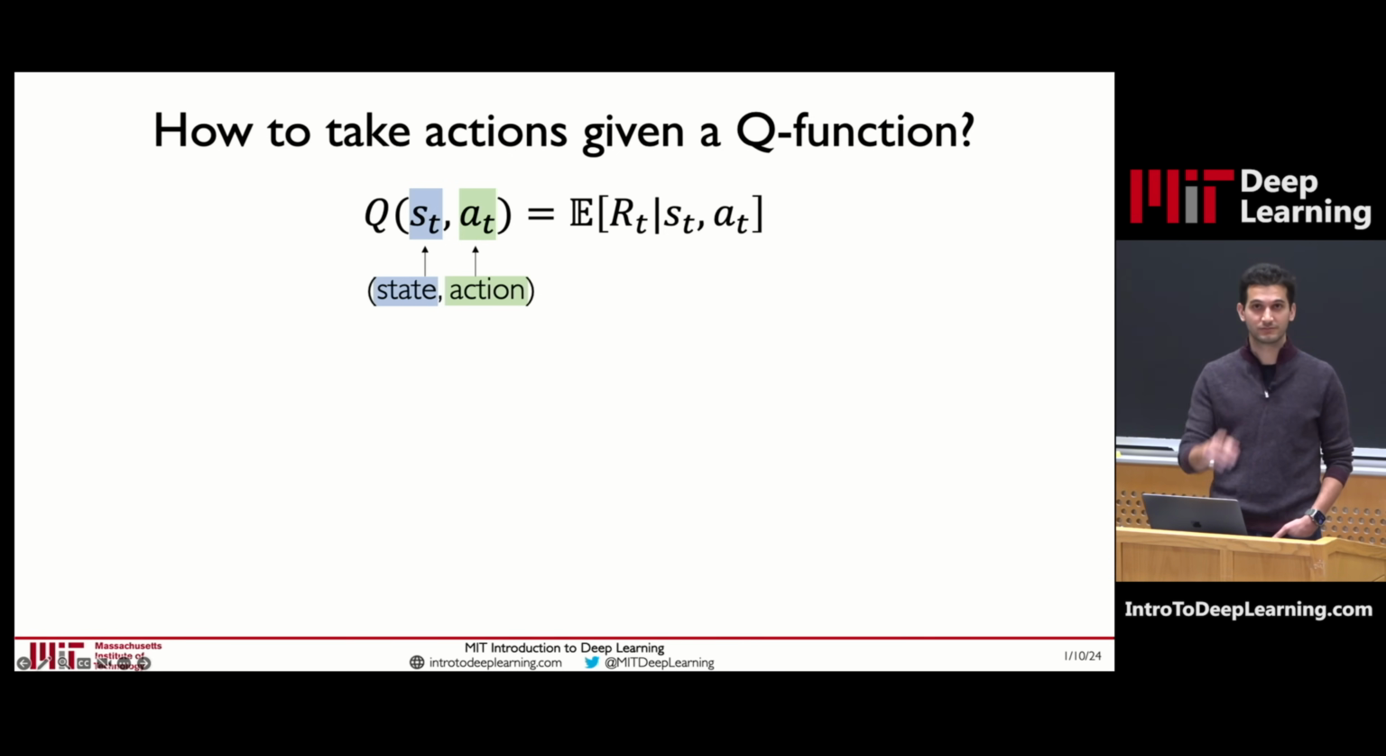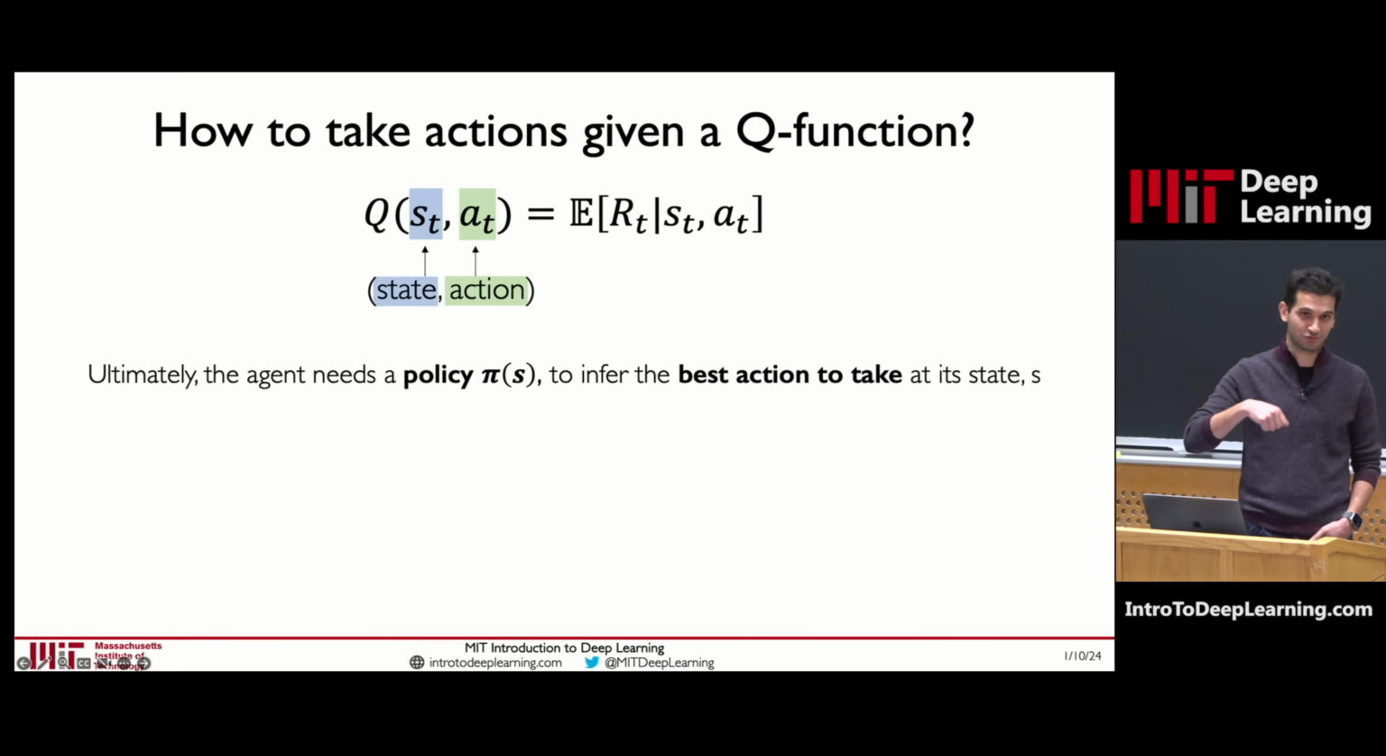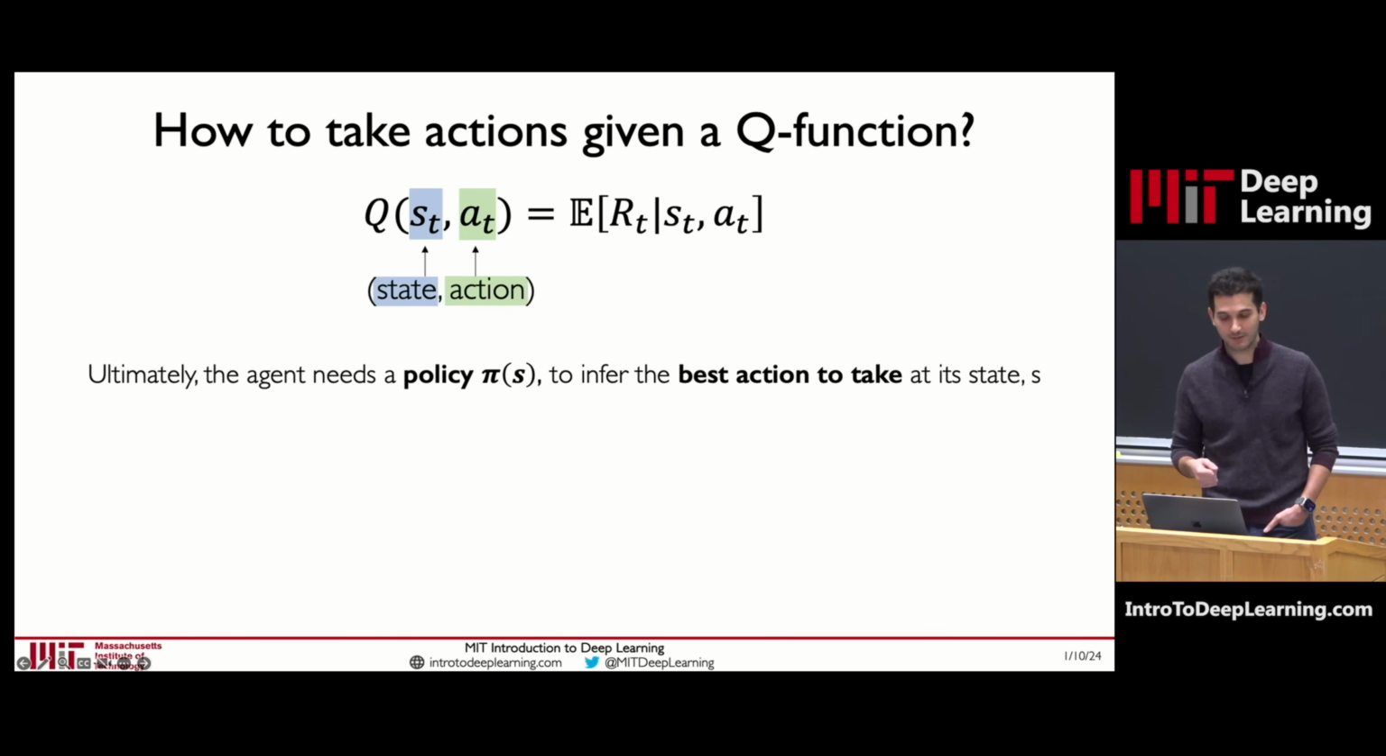So any ideas? Yes? Just keep maximizing the Q function. Right, so what actions would you take? You would take the ones that would maximize the Q function, right? So at every time point, ultimately, what you have to recognize from the agent's point of view is that every time step, you want to create some policy, right?